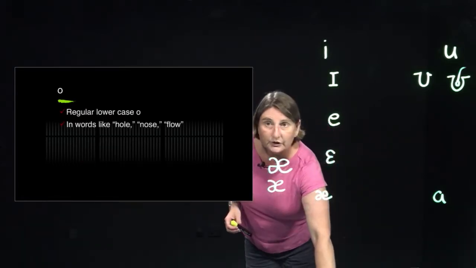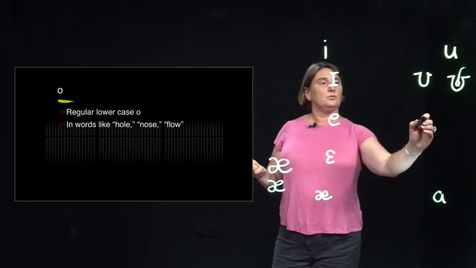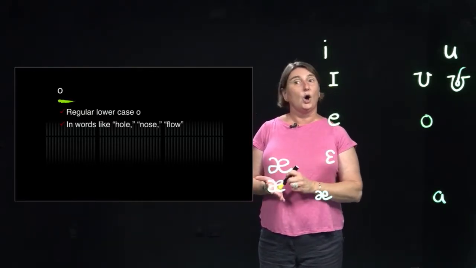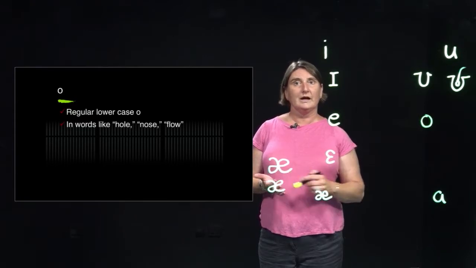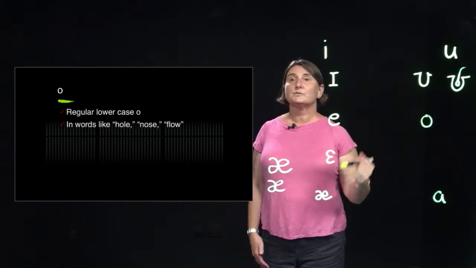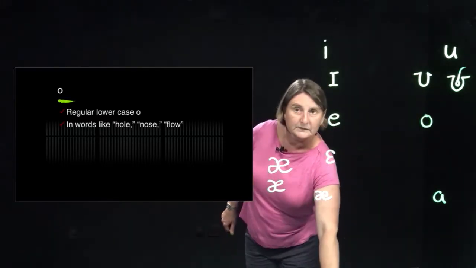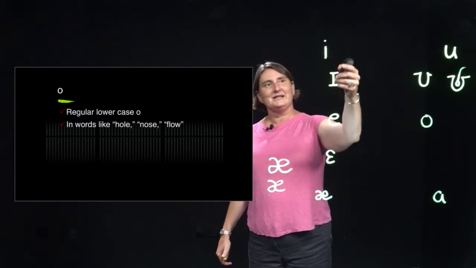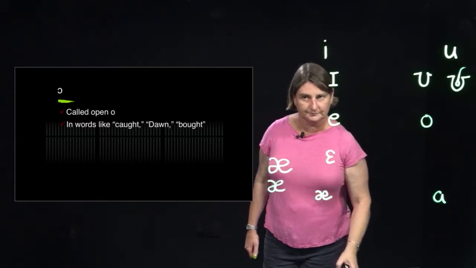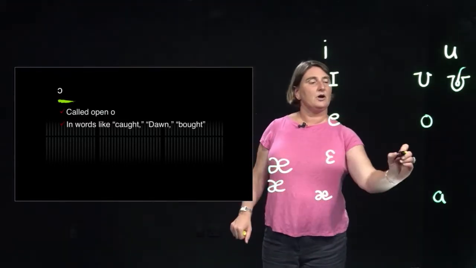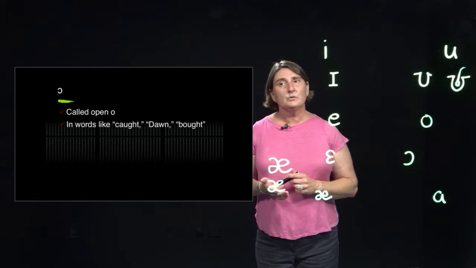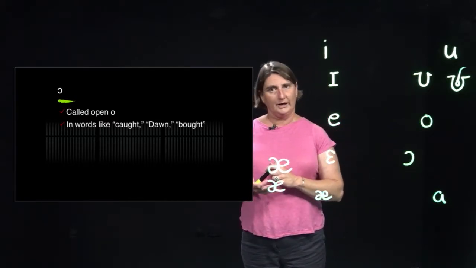Okay, moving down, we're going to go to O. And this O, regular lowercase o, represents the sound in words like whole or nose or flow. I sometimes think of this just as like the whole, the donut hole. So just O for that. And then we've got the pattern E, I, A, E, U, O, A. We've got an A sound. And this one is often called an open O, or it's really a backward C, but we call it an open O. And that'll be in words like caught, dawn, bought.